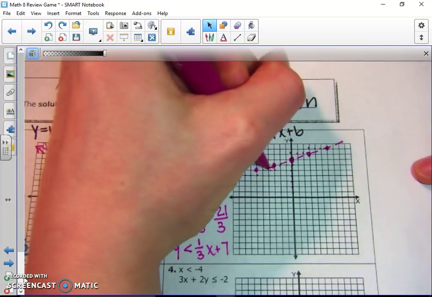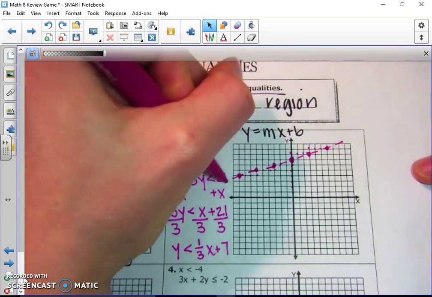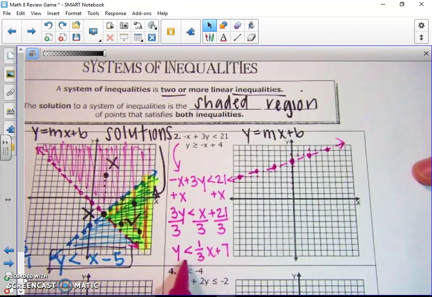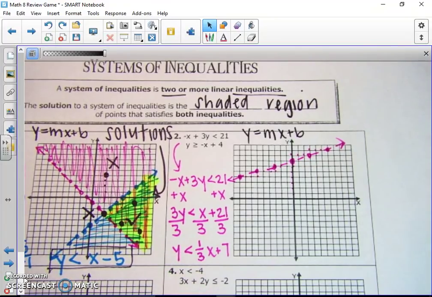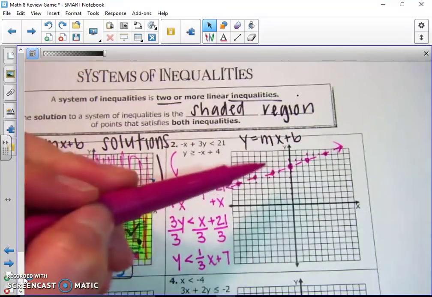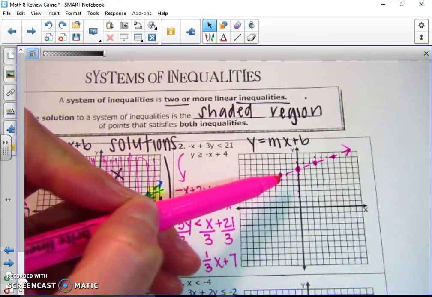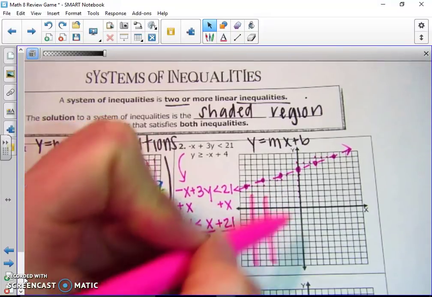So make sure that it's very clear that it's dashed. And I put my little arrows on the end to indicate that it's a line. Okay, now the last thing, y is less than this. So less than means that it's going to be below the line. So that means if I'm at my line, I put my pencil on the line, I'm going to shade below that line.